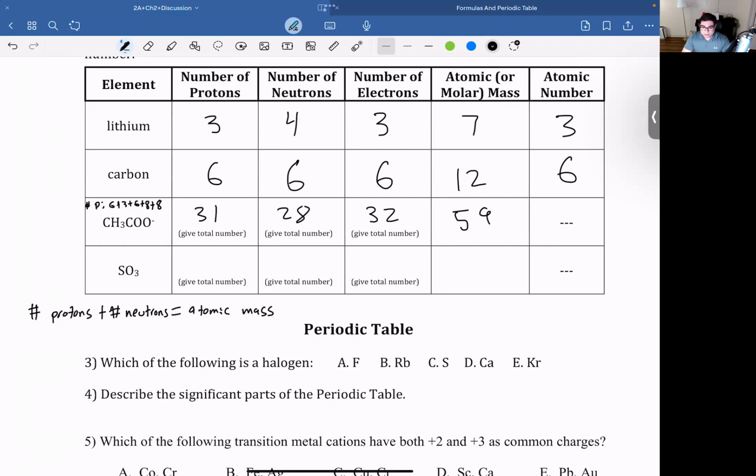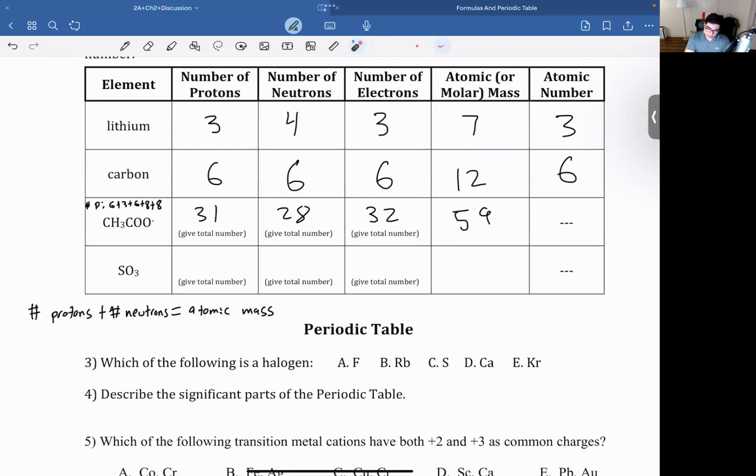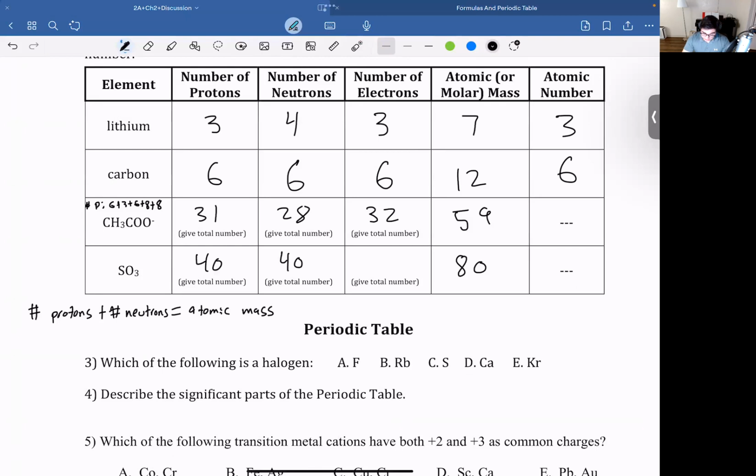For the next one, sulfur, I think is 16 for the atomic number. It is. So sulfur has 16 protons. Each oxygen has 8, as we just said. So 24 plus 16, that's 40. This is 40 when you add it all up. Sulfur has a weight of 32. Yeah, 32 plus 48. That's correct.